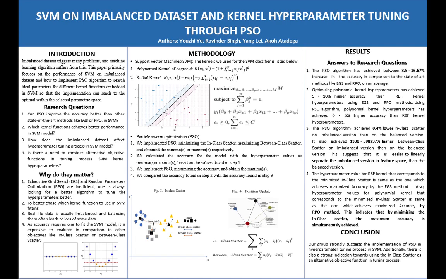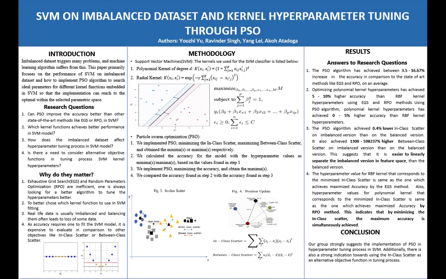Okay, thank you, Youzhi. And the last research question that our project tries to answer is whether there is a need to consider alternative objective functions in the tuning process of support vector machine kernel hyperparameters. And why is this important? This is important because accuracy requires us to fit the support vector machine model, so it is expensive to evaluate in comparison to other objective functions like in-class scatter or between-class scatter.